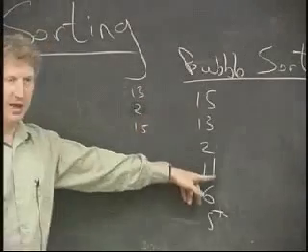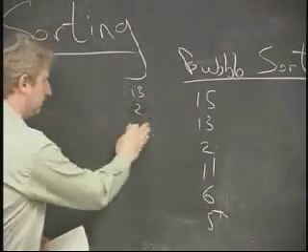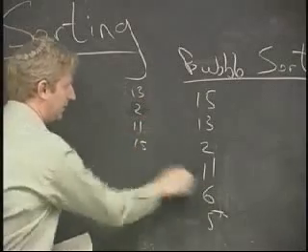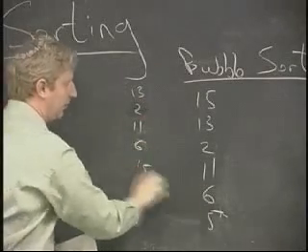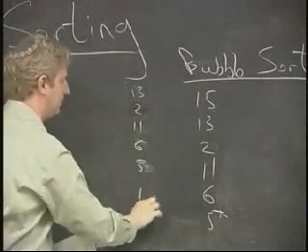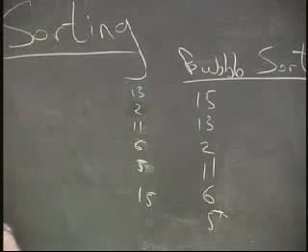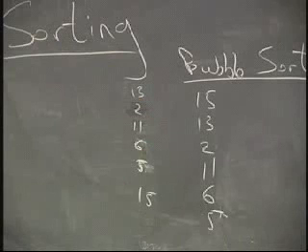And now 15 with 11, 15 with 6, and 15 with 5. So in this case, 15 just sank to the bottom and everything else bubbled upwards.